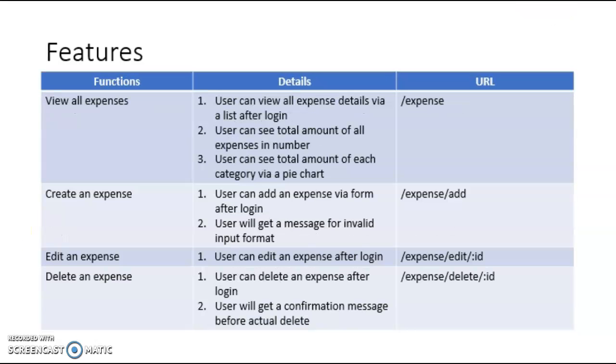Next, view all expenses. User can view all expenses details via a list after login. User can see total amount of all expenses in number. User can see total amount of each category via a pie chart. And the URL is /expense.